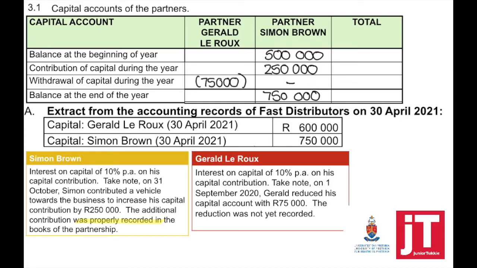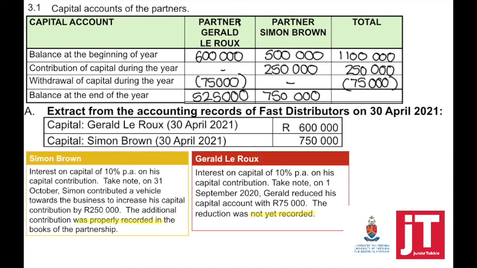If we look now at Gerald, interest on capital 10% per annum on his capital contribution. Take note, on the 1st of September, Gerald reduced his capital account with 75,000. The reduction was not yet recorded. Because the reduction was not yet recorded, it means that the balance given is the balance in the beginning. Now we need to calculate the balance at the end. To calculate the balance at the end, we take 600,000 minus 75,000.